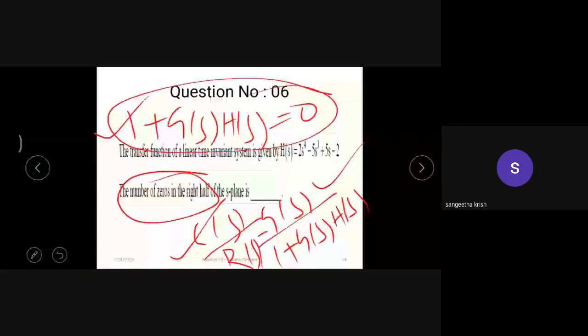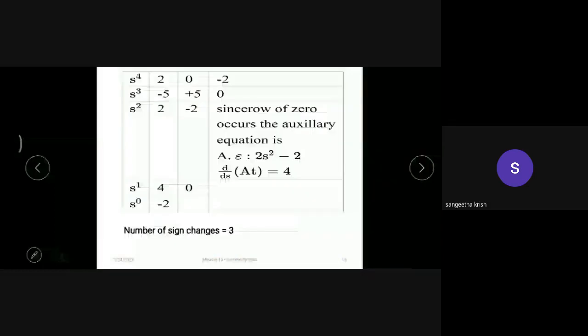So here they are asking the number of zeros in the right half of the S plane. It is very simple. Once again we can go for the RH table. Try to construct the RH table.